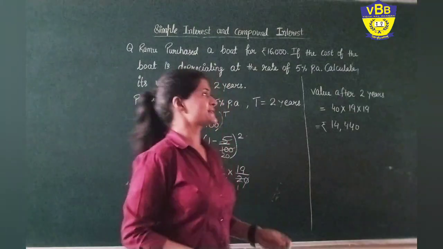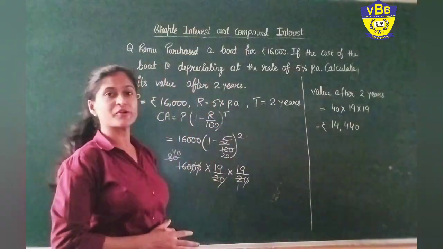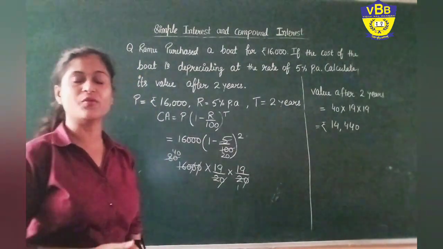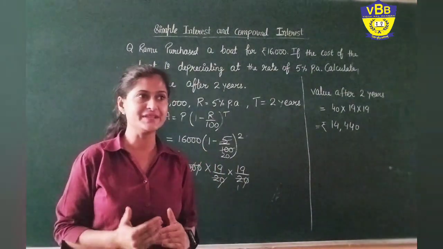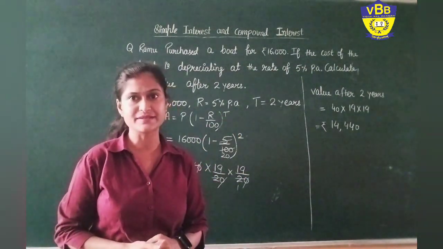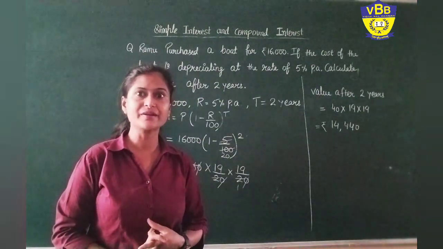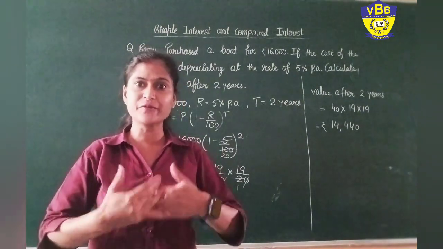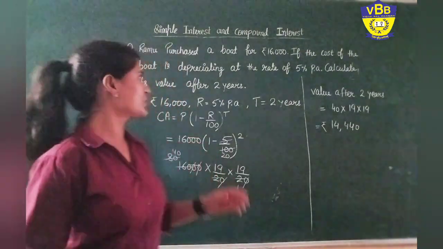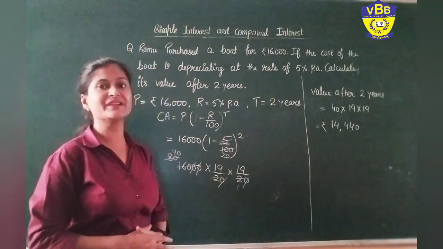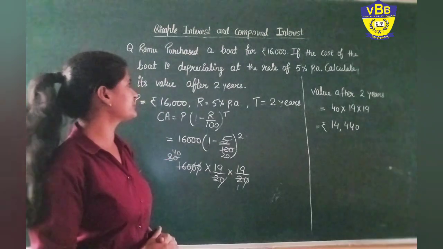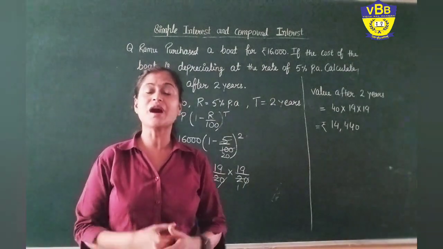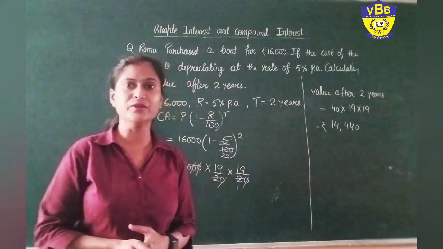So our question is, Ramu purchased a boat for rupees 16,000, and the cost of the boat is depreciating. What is the meaning of depreciating? It means every year the value will decrease. If we purchase a car, motorcycle or mobile phone, the value decreases every year. In this case, the boat is depreciating at the rate of 5% per annum. Calculate its value after 2 years. They want to know what the value of the boat will be after 2 years.